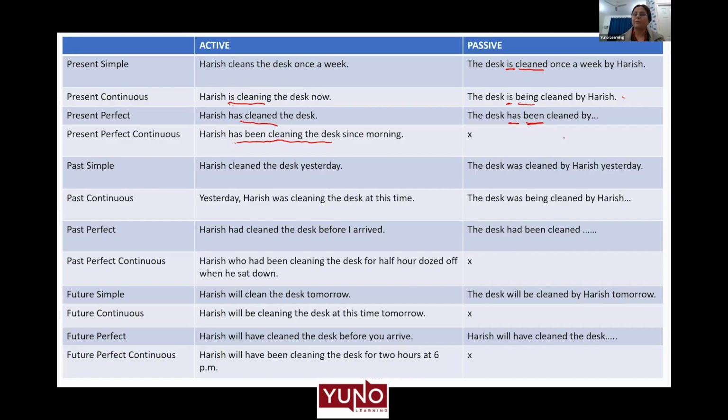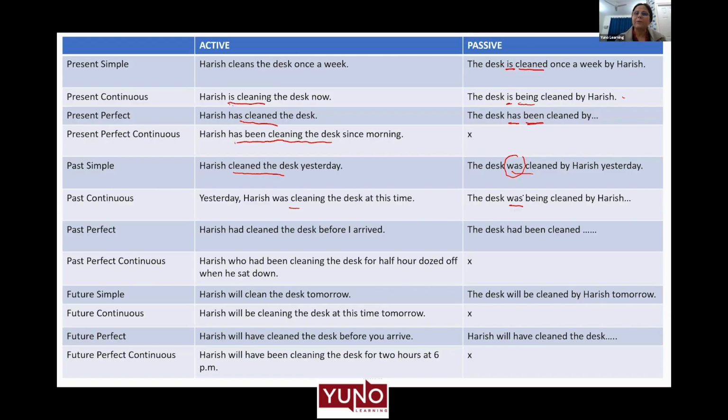Now let's look at past. When we talk about any past fact, a past habit, past routine, past event, like I get these sentences from many students, oh, this has been happened. No, that's wrong. So past simple, Harish cleaned the desk, because we have to have the action, right? Harish cleaned the desk yesterday. So the desk was cleaned. Again, we put the form of the verb be, was, or were, and we put the main verb in its past participle form. Past continuous, same thing as in present. The only thing that's going to change over here is was. The desk was being cleaned by Harish when I reached the office.